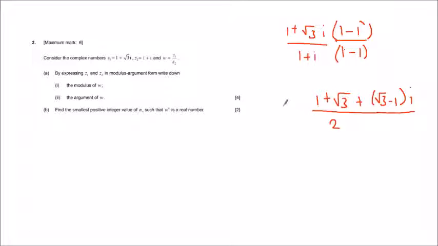So this is our answer, right? This is w in rectangular form. However, we want it in modulus argument form. So what we're going to get is 1 over square root of 3 plus 2 plus, this is actually square root of 3 minus 1, square root of 3 minus 1 i over 2.